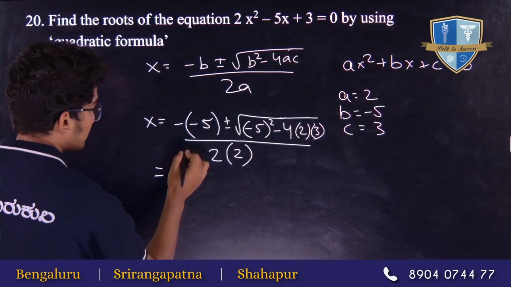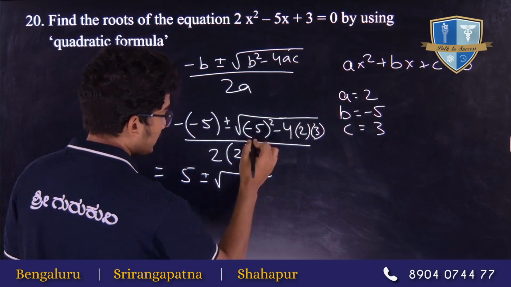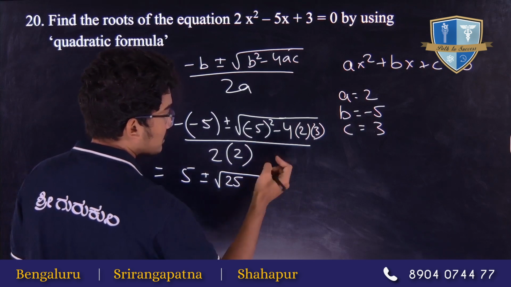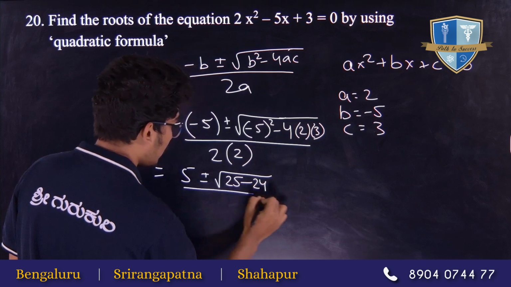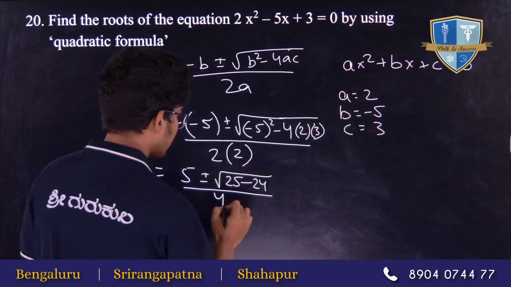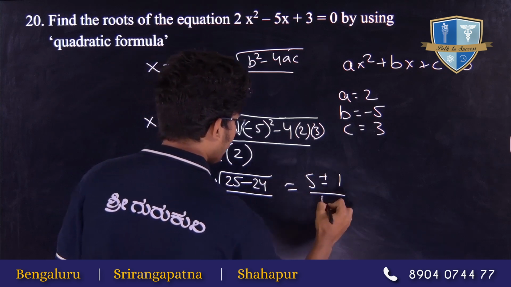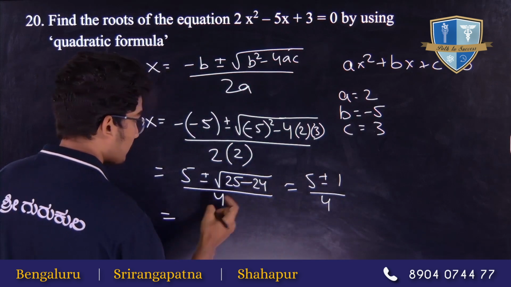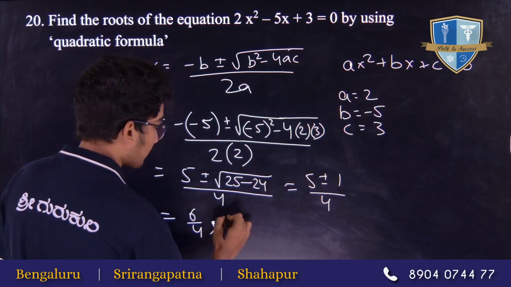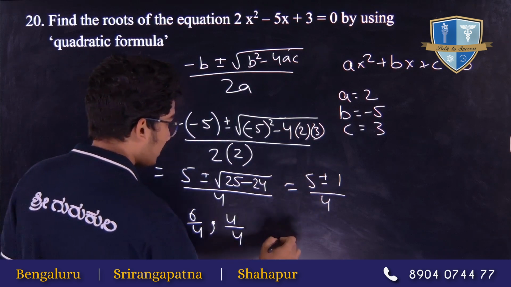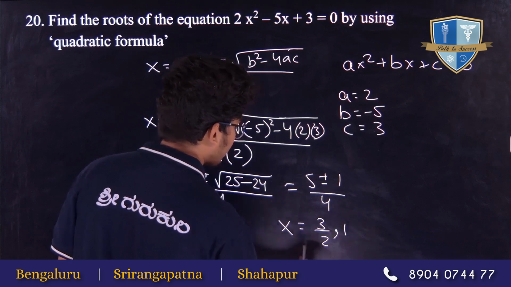So after calculating this, we will get minus times minus is plus 5, ± √(5² is 25, minus 4 2s are 8 and 8 3s are 24). So it is √(25 − 24) divided by 2 2s are 4. So this is equal to (5 ± 1) / 4. So 5 plus 1, we will get 6/4, comma, 5 minus 1, 4/4. So finally we will get x = 3/2, comma 1.